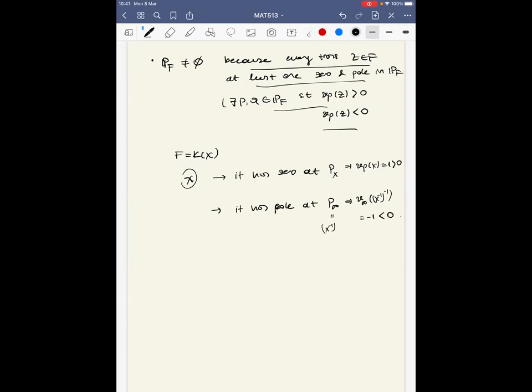And similarly, if you consider the function 1 over (x minus a) squared, with a constant a in k, now in this case it has a pole. It has a pole at the place P_(x minus a), and in this case it has order 2.